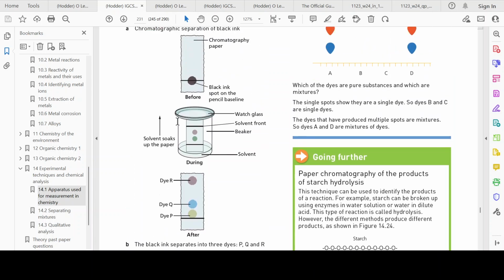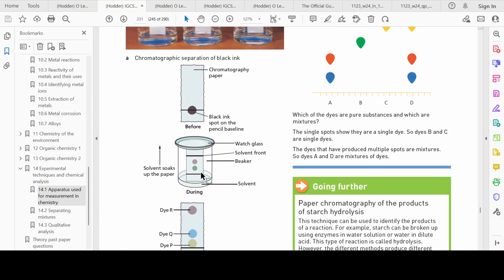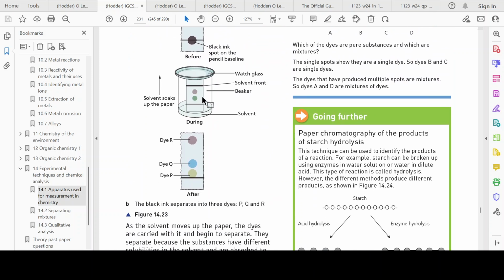So, right, baseline spot, you put it in a container, you cover it, there's the solvent, and the solvent is not reaching the pencil line. You leave it so that the solvent is soaked up the paper, and as that happens, the distance that the solvent travels is called the solvent front. So you'll see it like a line, because obviously it's soaked, so it's going to be wet.